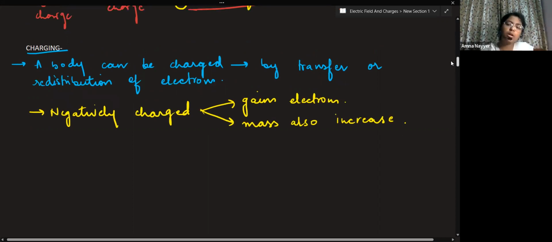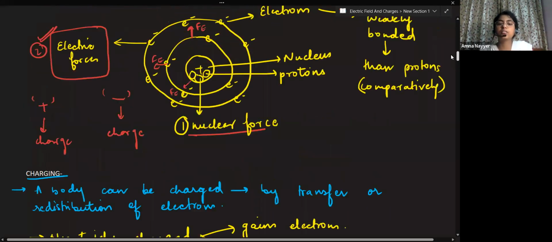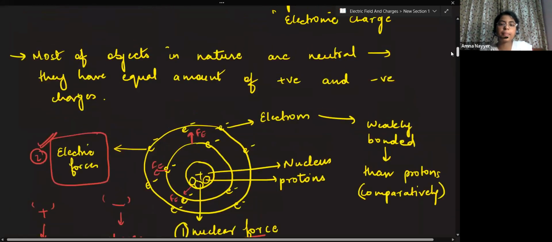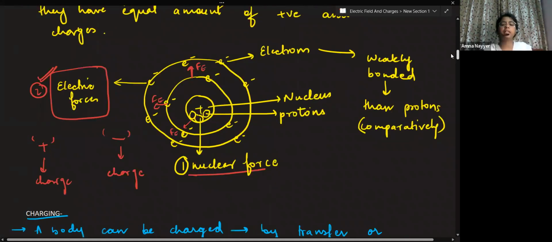How is an electron lost? How is an electron gained? And how will you calculate the charges on neutral bodies? So till here you have written these two points. Just make this diagram.